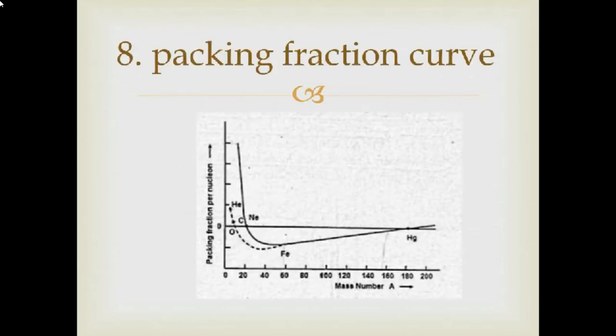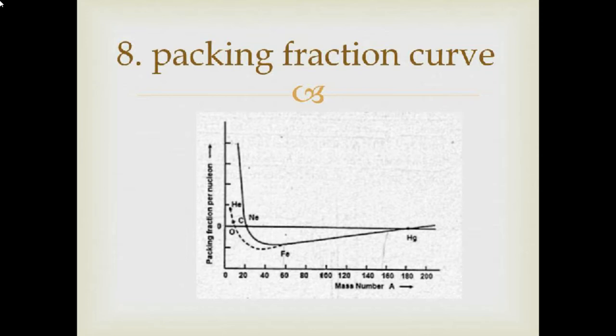This figure gives the packing fraction curve. On the x-axis it is the mass number A and on the y-axis it is packing fraction per nucleon. As you can see, as the atomic mass number goes on increasing, the packing fraction per nucleon goes on decreasing, and it crosses zero and goes to the negative part. Slowly after Fe you can see there is a slight rise and it touches zero at Hg at 180, and after that there is an increase in the curve. So it is a very important curve.